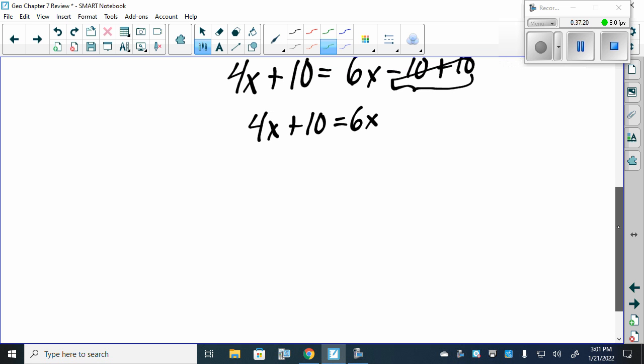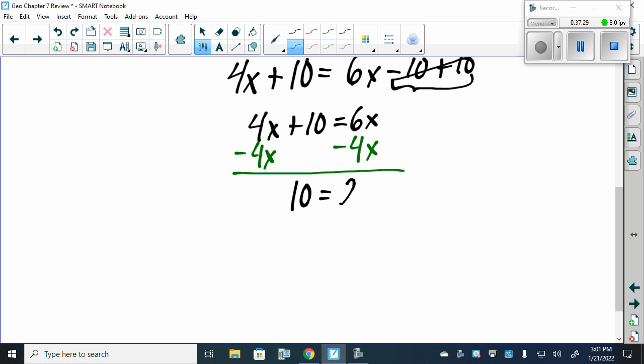Now, to get the variables on the same side, we would subtract 4x from both sides, which will tell us that 10 is equal to 2x. And last but not least, we would divide both sides by 2, telling us x is equal to 5.